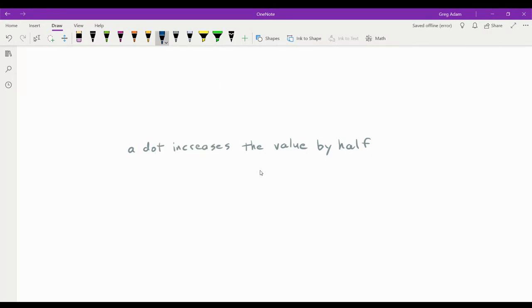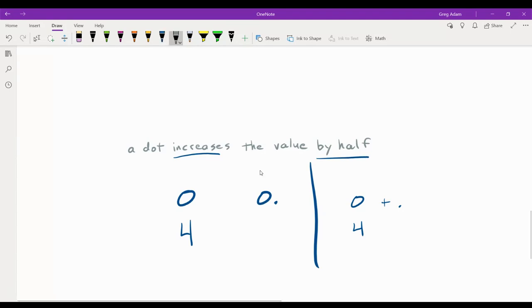So here's another example. If we have a whole note, it is 4 beats. So if we have a whole note with a dot, how many beats is that going to be worth? Well, let's separate that out. So we have the whole note, which is 4 beats. Draw a line. Whole note by itself is 4 beats, plus the dot. And so it increases the value by half.